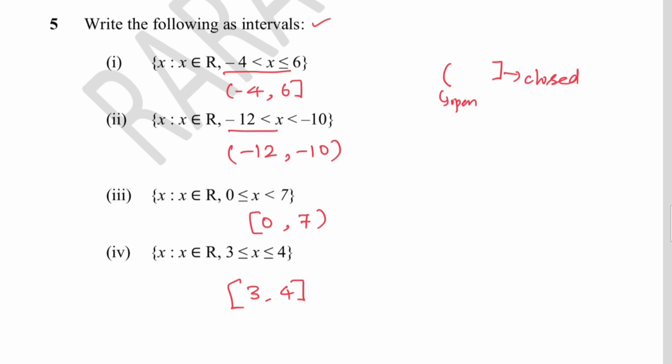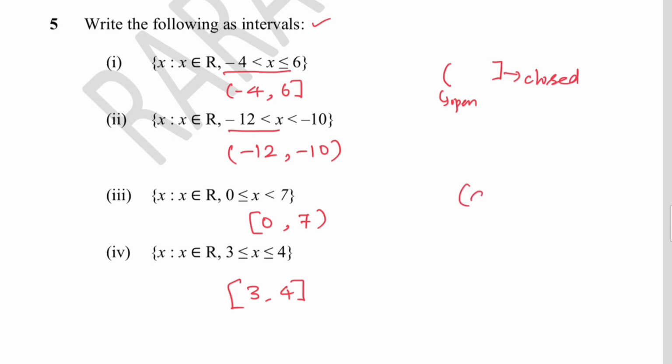Open means that value is not included, closed means the value is included. So -12 less than x less than -10. So both the values are not included, so put open brackets. So that is open bracket -12, comma, -10. And the third question, 0 less than or equal to x less than 7. So 0 is included, so put a closed bracket, the square bracket, 0, comma, 7. 7 is not included.